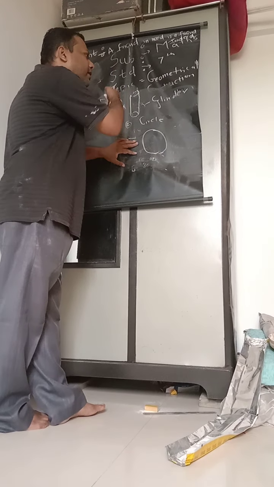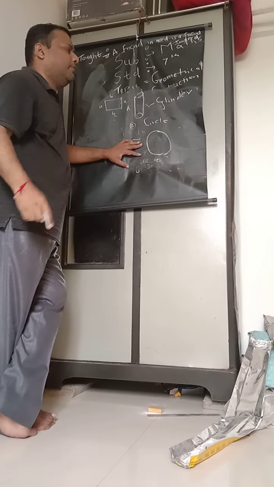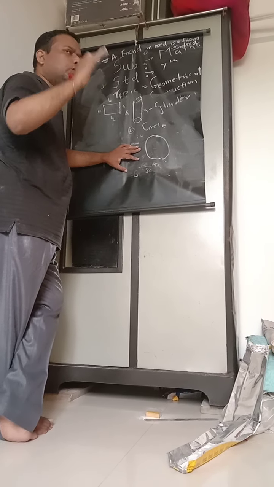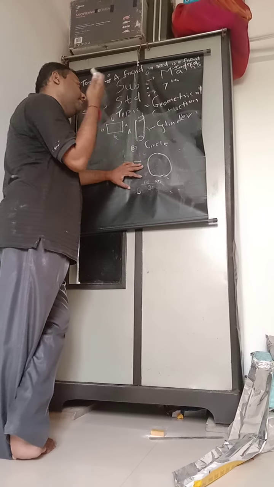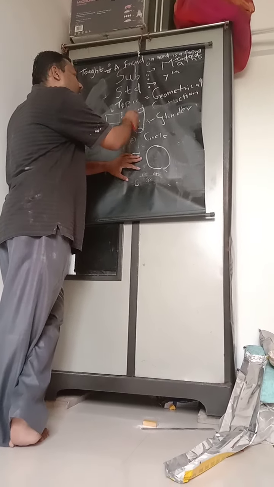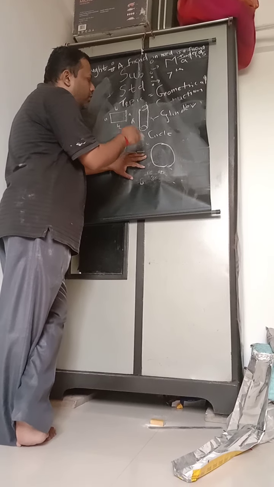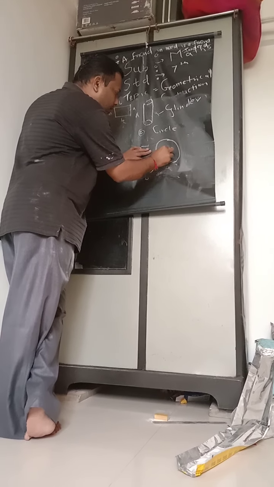Suppose, my friends, your class is low. That's why I am not going deep into this. If your class is 10th or more than that, then I go for this cylinder. So okay, we come out with the circle.